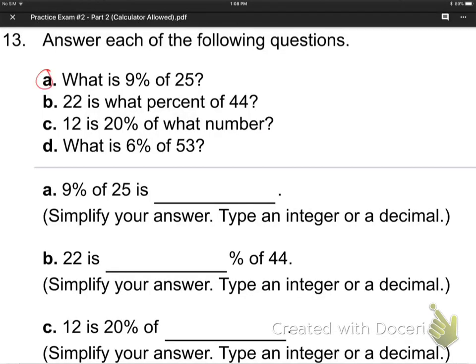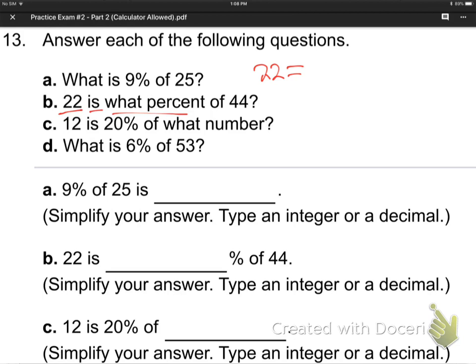Okay, so 13. What is 9% of 25? Let's do part A first off. That's my x, is, that's my equals. We're just going to take these to direct equations. 9%, that's 0.09. Of means times 25. So x equals 9% of 25. Use your calculator. 0.09 times 25. I'm getting 2.25.